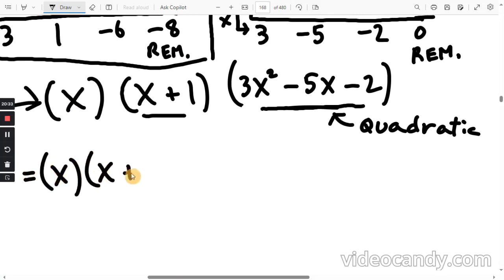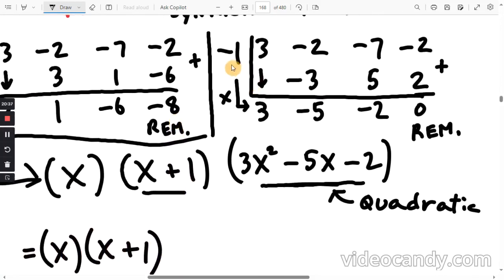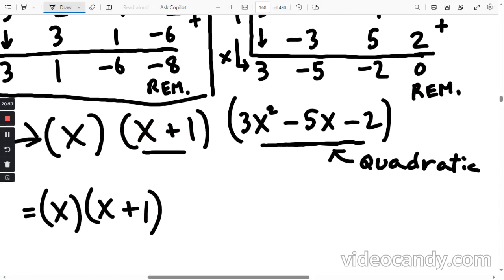We have x plus 1. Again, if you don't know where the x plus 1 came from, it came from right here. When you use -1 for synthetic division, that's the same as dividing by x plus 1. We got a remainder of 0, so we know x plus 1 is a factor. And this here we're going to factor into two binomials.